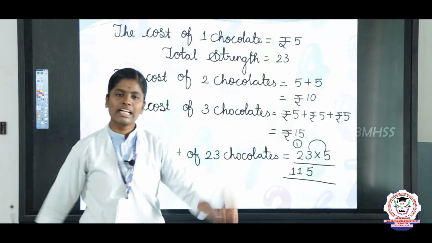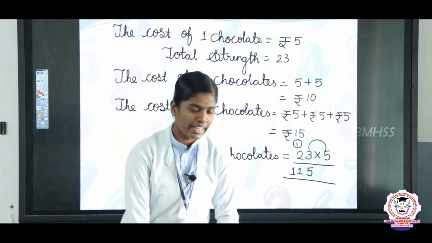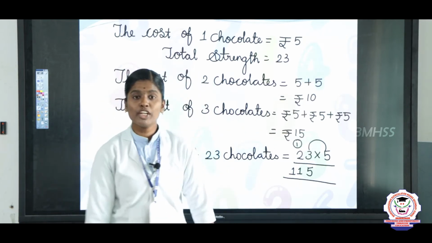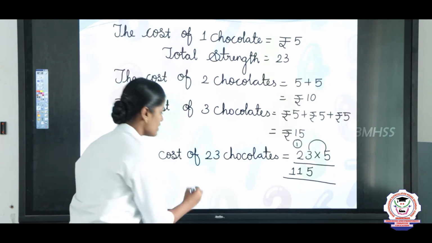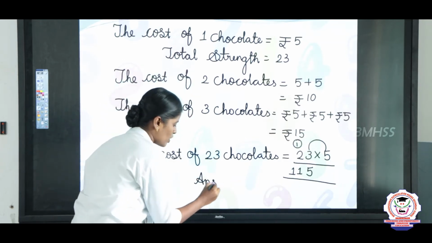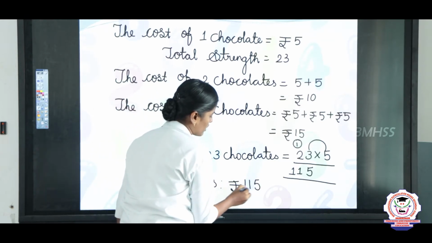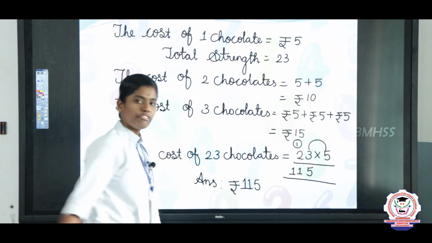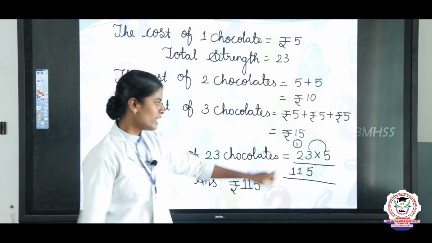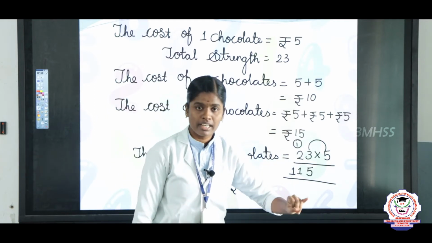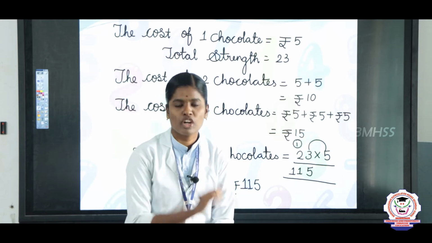Listen children, the cost of 1 chocolate is 5 rupees. The cost of 23 chocolates equals 115 rupees. So listen children, in multiplication the numbers have some names. Here 23 is called the multiplicand and 5 is called the multiplier and the final answer 115 is called the product.